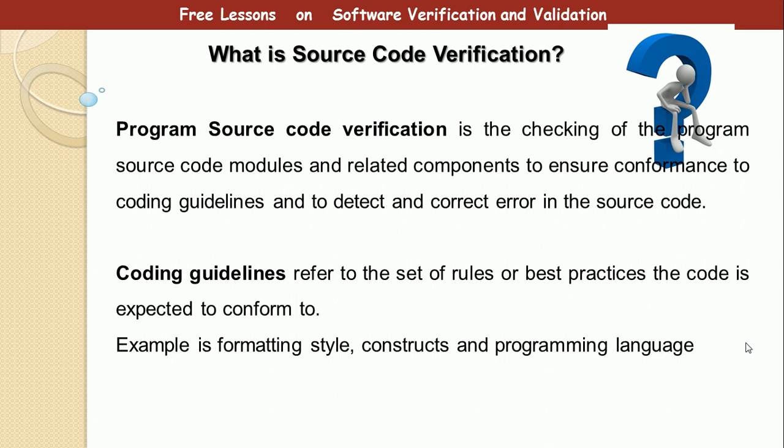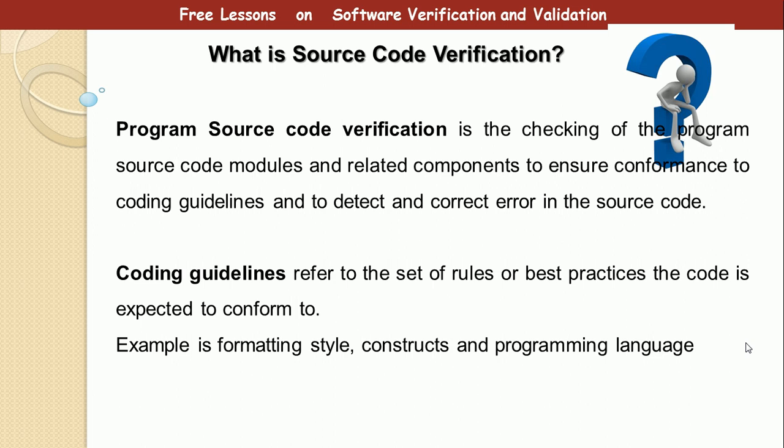So what is program source code verification? Program source code verification is part of software verification and validation that verifies the source code by checking for the modules and the related components to ensure that they conform to coding guidelines, and also to detect and correct errors in the source code. So if you've written a source code, how are you sure that this source code is valid? How are you sure that there are no errors? What if there are no errors but you did not conform to best practices in coding? So all these are checked during the process of code validation.